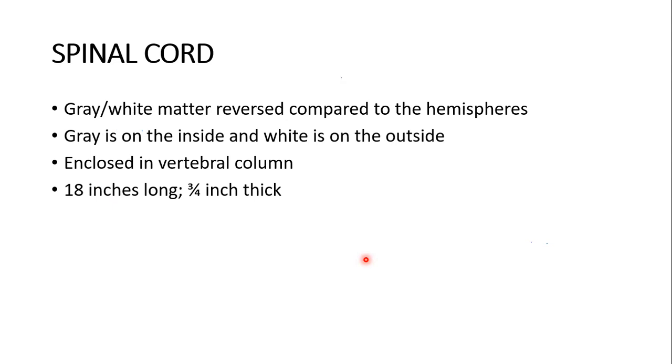As I said, for the brain, the gray matter is on the outside and the white matter is on the inside. That is where we name the commissural, the transverse, and the sagittal tracts, which transport information in terms of fibers to the brain. Here in the spinal cord, the gray matter is inside, which contains the cell bodies, and the white matter, which contains the axons, is on the outside. It is enclosed in the vertebral column. The vertebral column is 18 inches long.